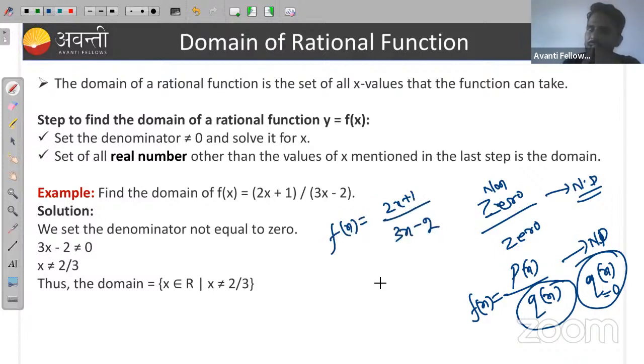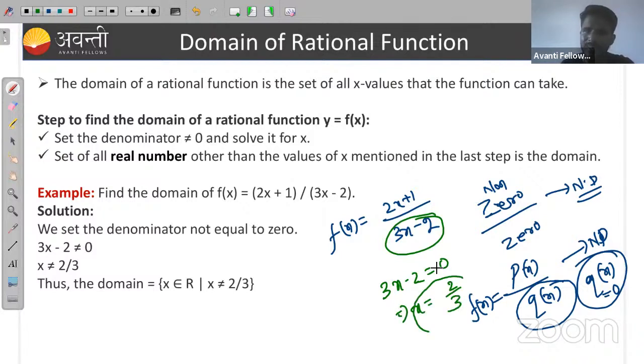So if someone asks what is the domain of it, without any second thought, just make this denominator 0. So I will take 3x minus 2 is equal to 0. I will solve it and find the value of x, that is 2 by 3. When x is equal to 2 by 3, this is not defined because the denominator becomes 0, and you can see that the numerator will be 4 by 3 plus 1, that is 7 by 3.